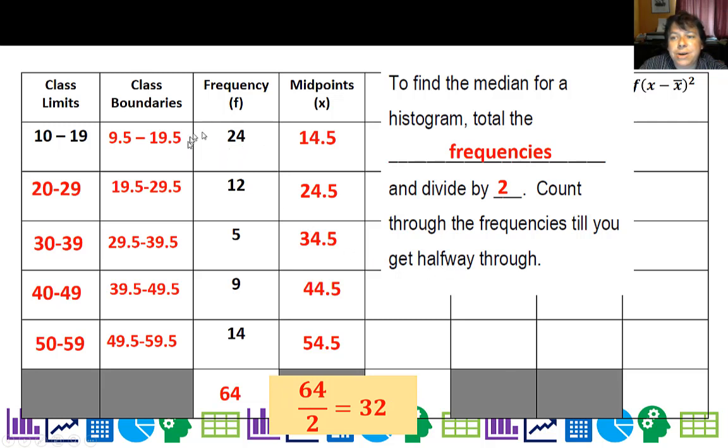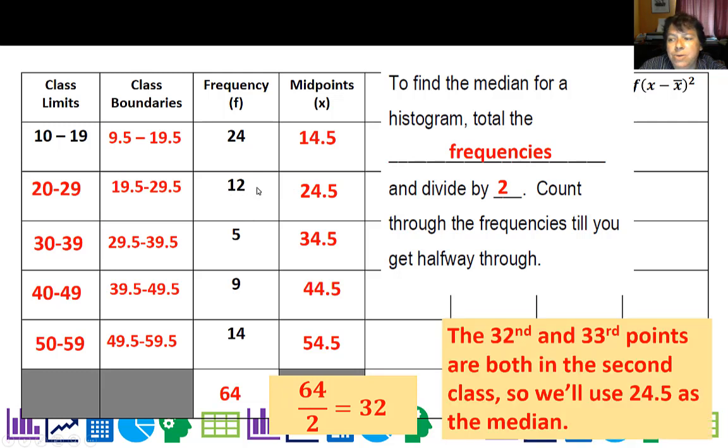If I count through here, and always start counting at the lowest, go in order in one direction or the other. I usually start at the lowest, all right? So if I count through all these points, there's 24. So I'm not quite halfway through. If I count through all these points here, I've passed the halfway mark. Both points 32 and 33 are in this group. So the 32nd and 33rd points are in here, so we'll use the midpoint, 24.5, as the median.